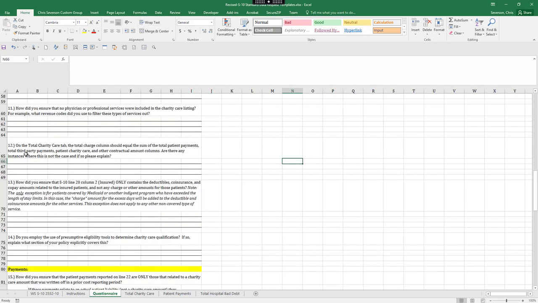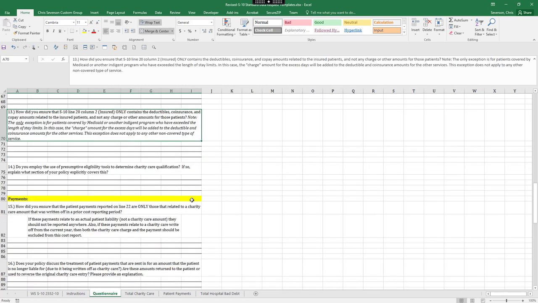Question 12. On the total charity care tab, the total charge column should equal the sum of the total patient payments, total third-party payments, patient charity care, and other contractual amount columns. Are there any instances where this is not the case, and if so, please explain. So we talked about that reconciliation earlier. This just adds a narrative for that.